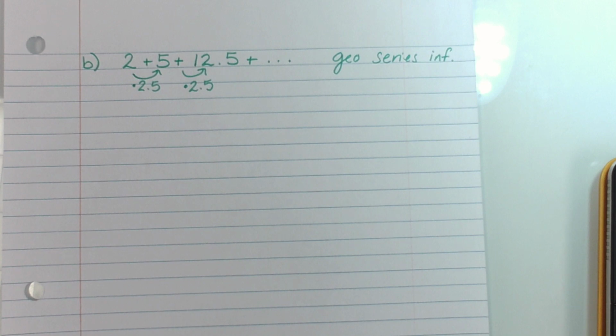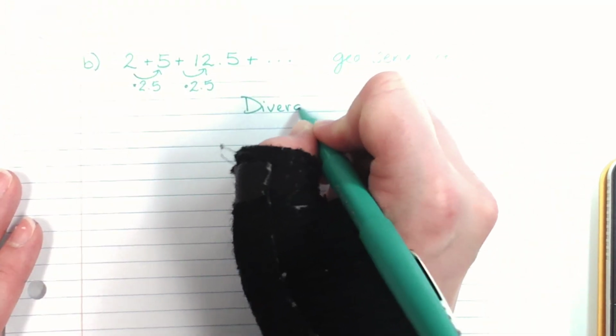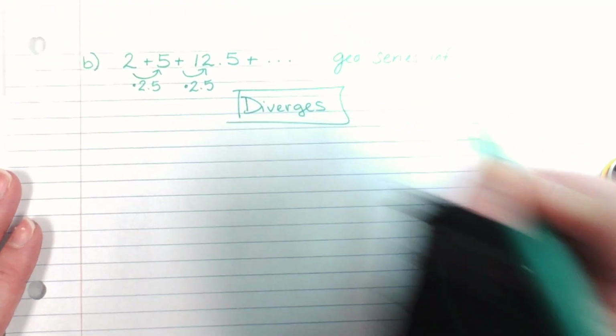Before I type into the formula, what do I need to check? R needs to be between -1 and 1. Is it? No. In fact, you didn't have to calculate R to know that. If R is between -1 and 1, the numbers are going to get closer and closer to 0. To go from 2 to 5, are you getting closer to 0? No, the numbers are getting bigger. It diverges. There is no sum.